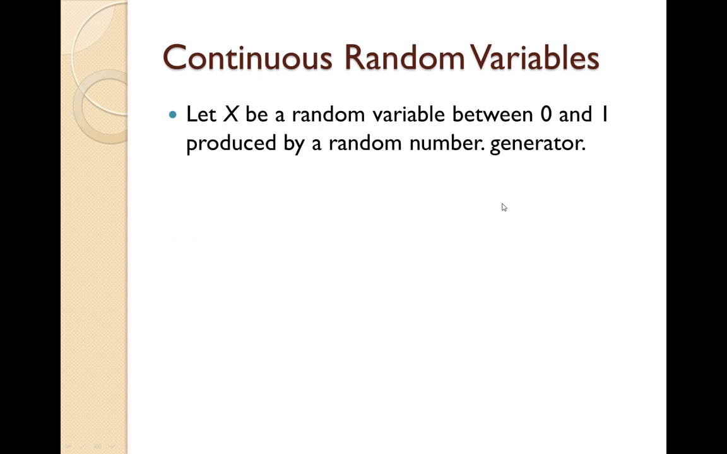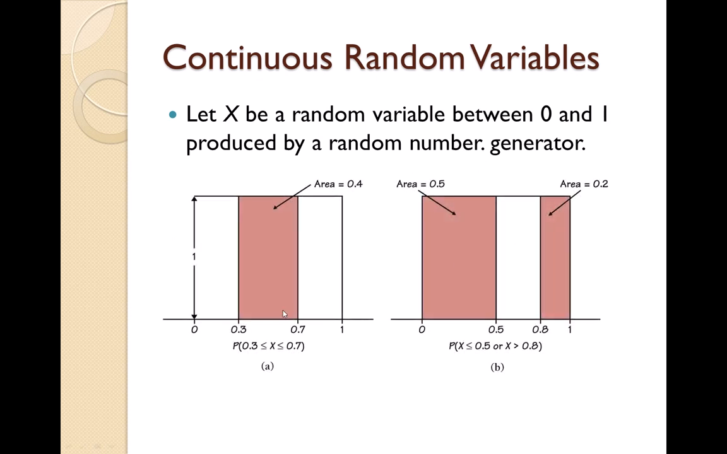All right, so for example, let x be a random variable between 0 and 1 produced by a random number generator. And so here we go. All right, so remember area, this would form a rectangle where we have length times width. And since this is 1, this will have to be 1 also. But this horizontal axis doesn't always have to be 1. It could be 10, in which case your vertical axis would be 1/10, because 10 times 1/10 would give you an area of 1. So these both have to have an area of 1.